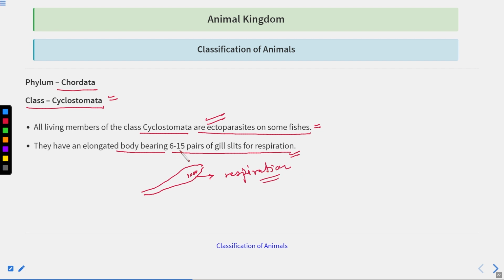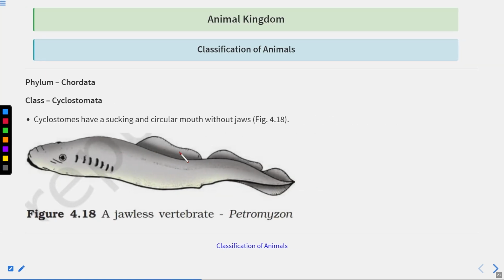Here you can see these are the gill slits. And cyclostomes have a sucking and circular mouth without jaws. So they have a sucking and circular mouth, meaning they attach to the bony fishes as suckers, and the mouth is without any jaws. The best example is Petromyzon.